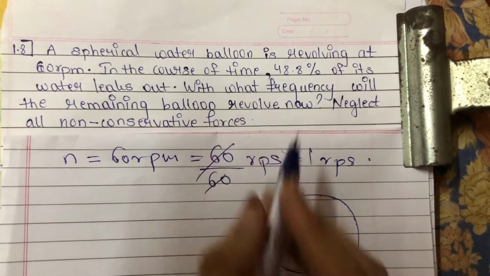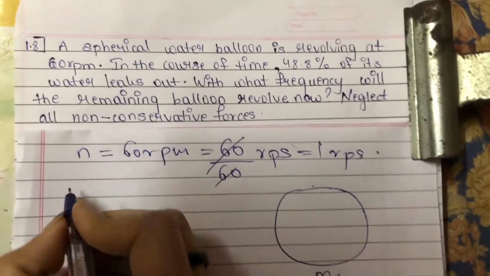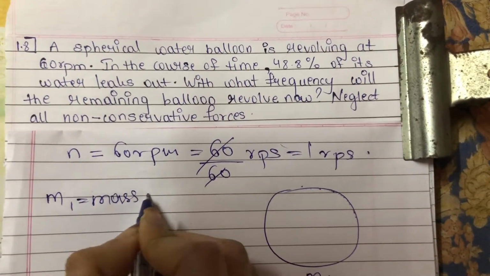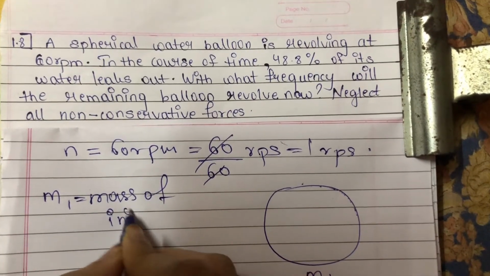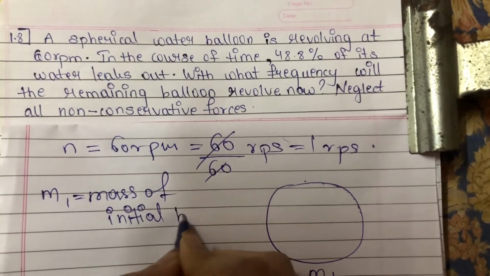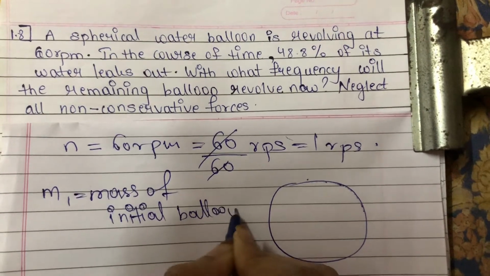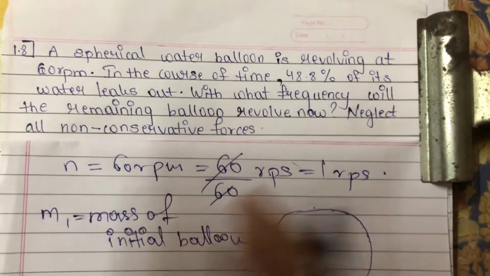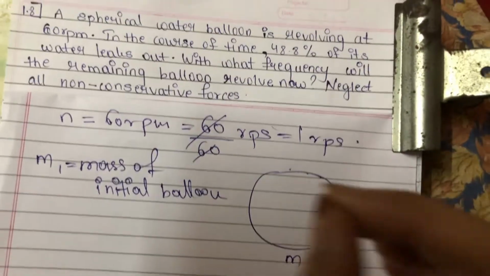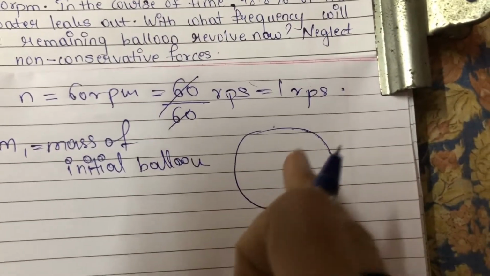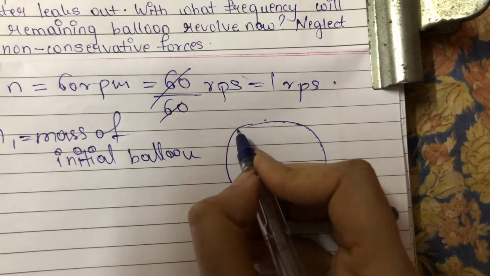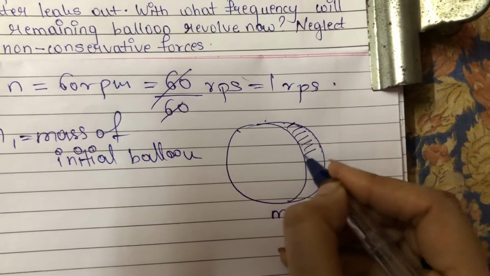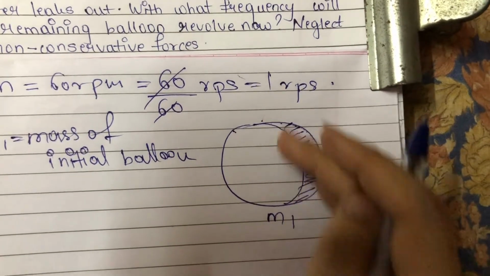Now after that, suppose this is that balloon revolving at 60 revolutions per minute. Let the mass of this balloon be m1, the mass of the initial balloon. In the course of time, means after some time, 48.8% of its water leaks out. Suppose this much part of the water leaks out.